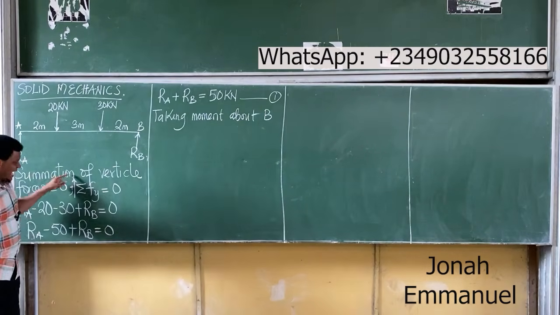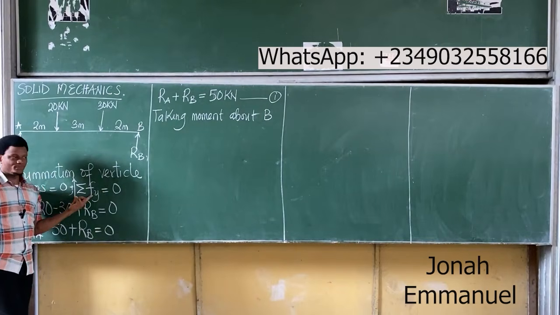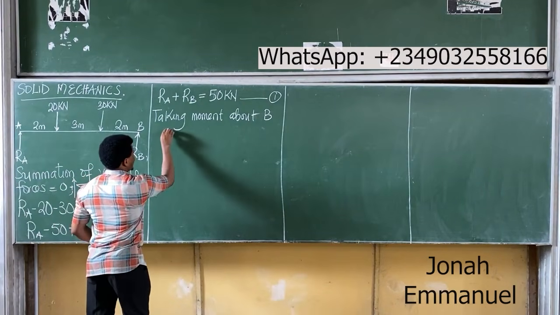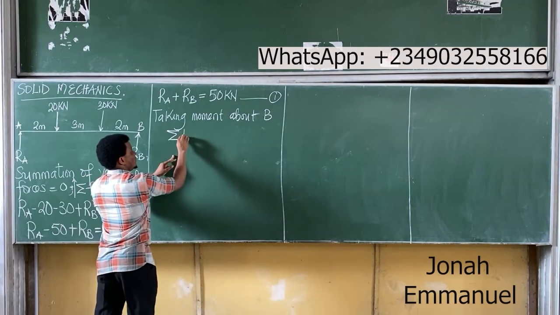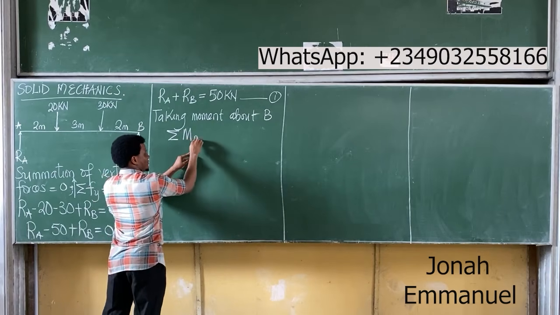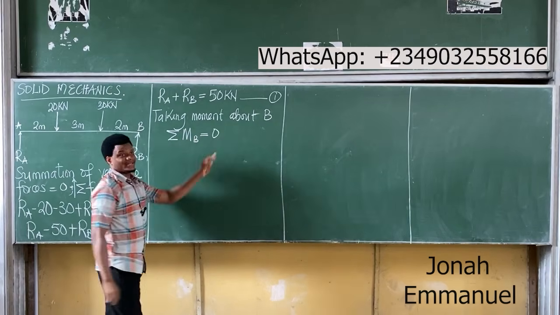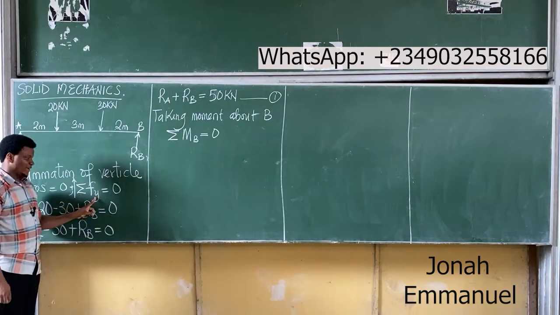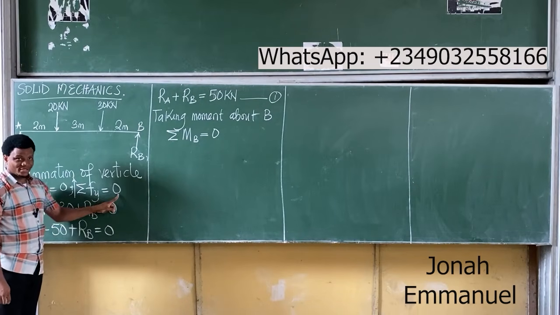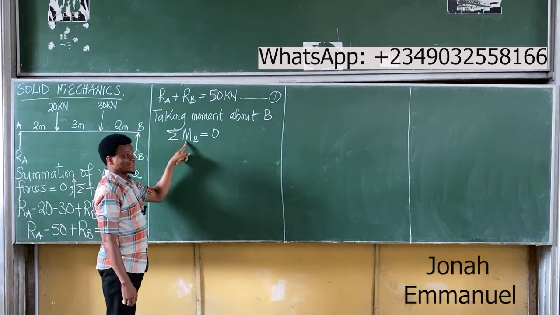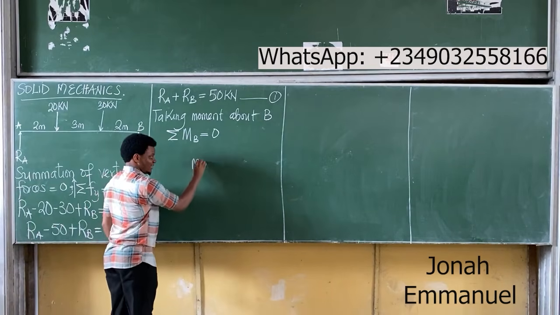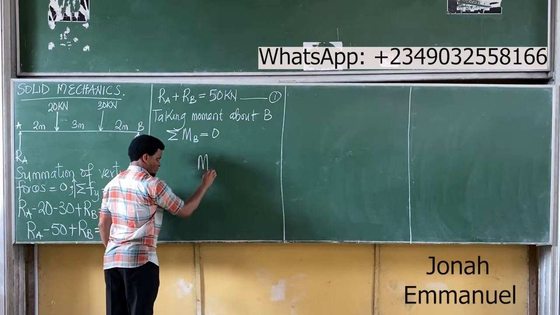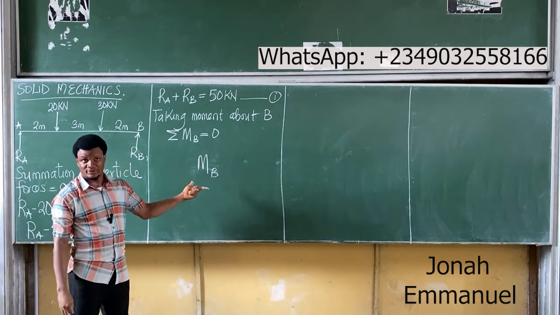Now, here's the thing. I gave words, I gave symbolic representation. I will now say the sum, sigma, of moment M about point B is equal to 0. Please understand this. The sum of Fy, vertical force, is equal to 0. The sum of moment about B. I didn't write MB, this is megabyte. I wrote M subscript B. For those of you that will say you didn't see this, look at this. This is what I wrote.